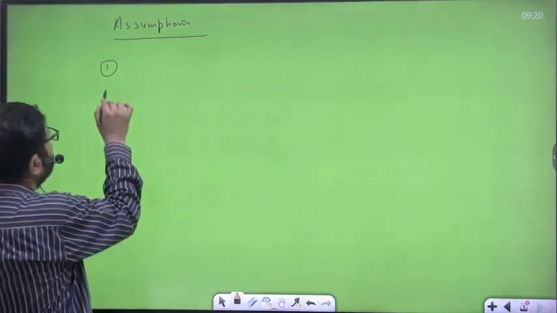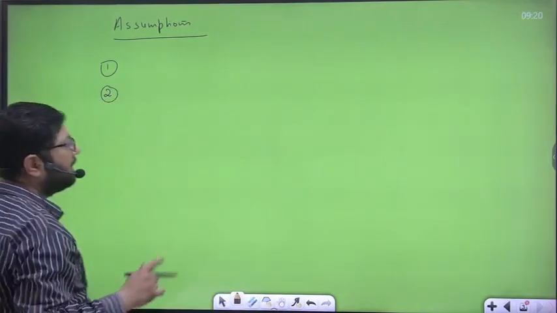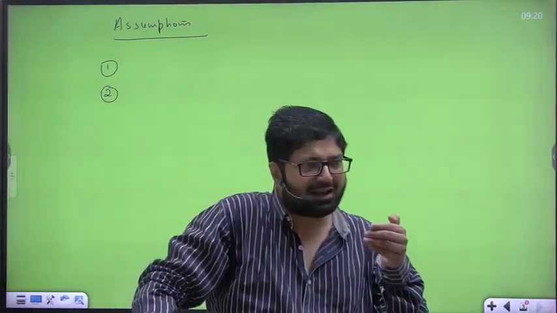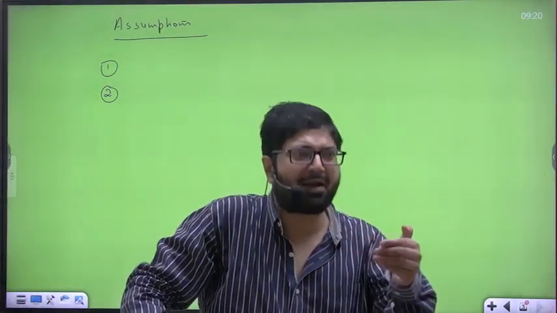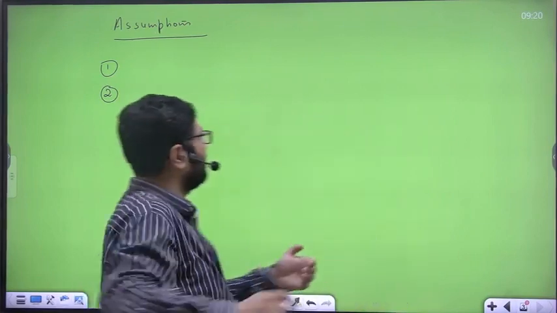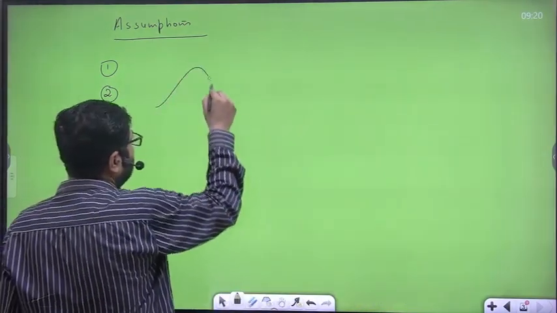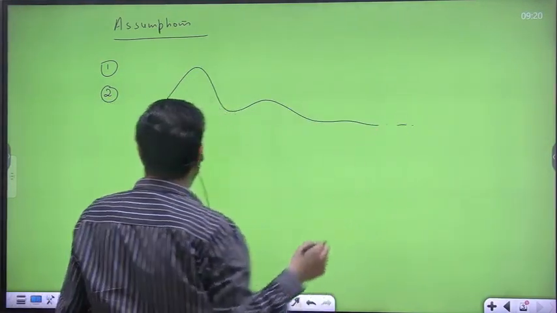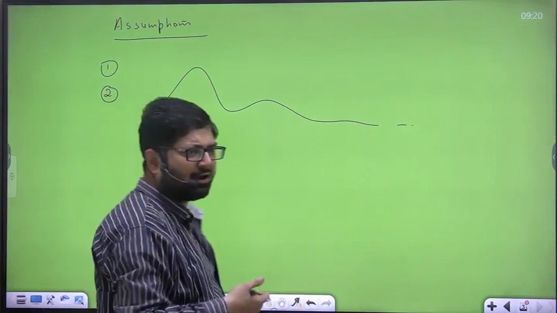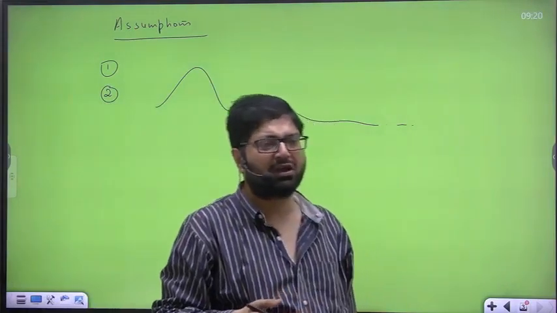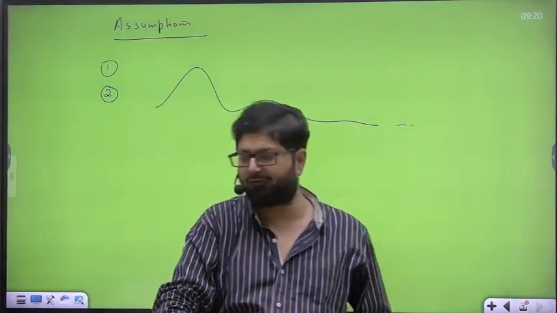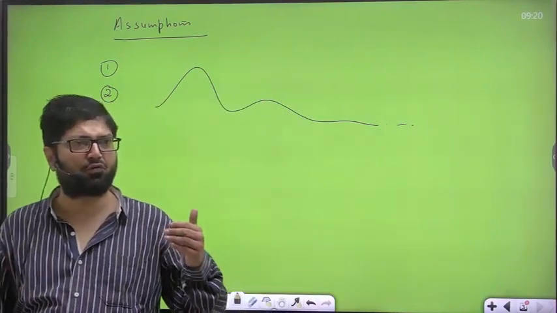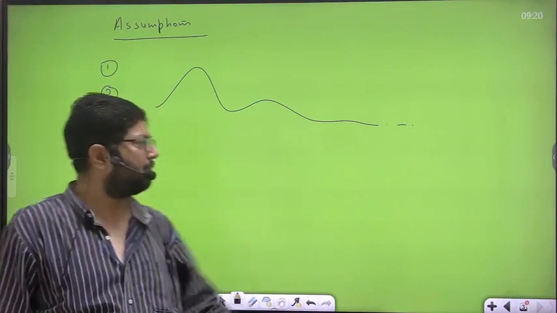Second, the evolution of landform always takes place in orderly or sequential manner. That means initially landform is youthful, then it becomes mature, then it becomes old. Evolution of, बताया था ना, just like an organic life. Second assumption was the evolution of landform takes place in orderly, that is sequential manner, from youthful to mature to old.